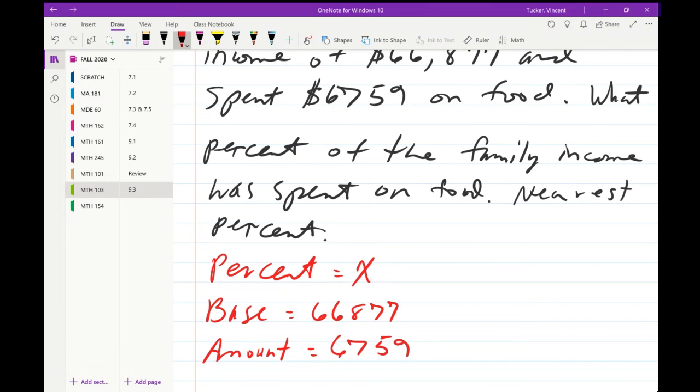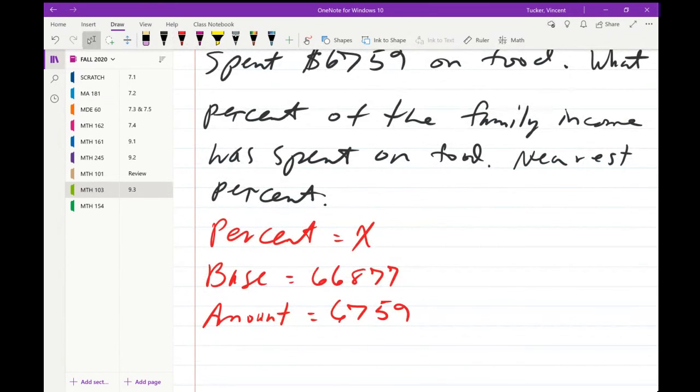So once again, it's up to you which one you want to use, whether you use the percent, the proportion, or the equation. It does not matter. As long as you have the percent, base, and amount assignment correct, you'll still get the same answer.